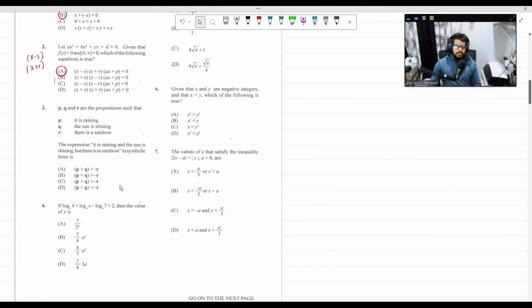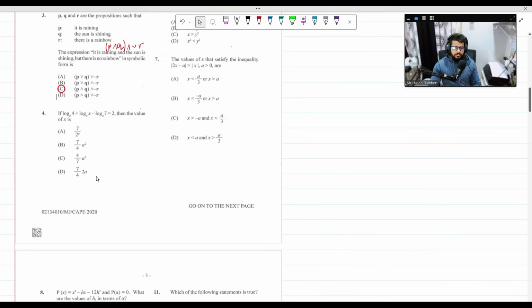P, Q, and R are propositions such that P: it is raining, Q: the sun is shining, R: there's a rainbow. Alright, so I've seen the answers. So one time as I read, I'm going to develop the statement, right? It is raining and the sun is shining, but there is no rainbow. So it will be and there is no rainbow. So P and Q and not R. See?